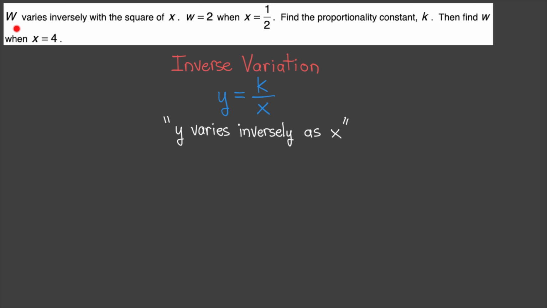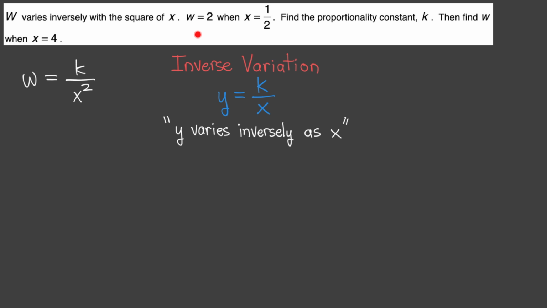Let's write it out. Whatever they say first goes on the left side of the equation. So we have w equals, and then we always have k on top. And then it says inversely with the square of x. The square of x means x squared. So that means we have an x squared on the bottom. So here's our equation for this problem. W equals k over x squared, which means w varies inversely with the square of x.